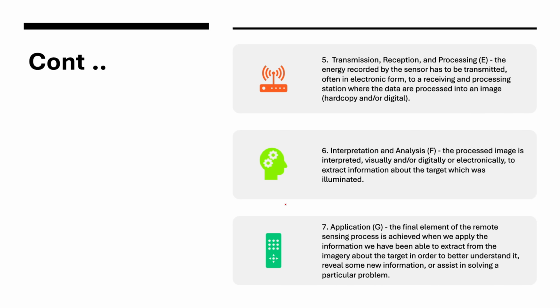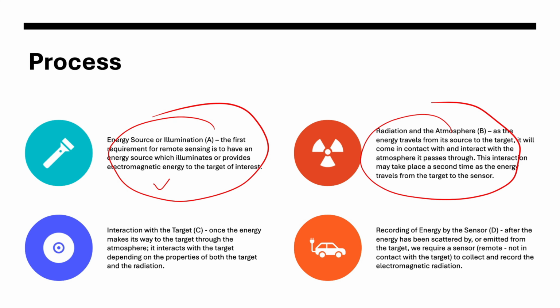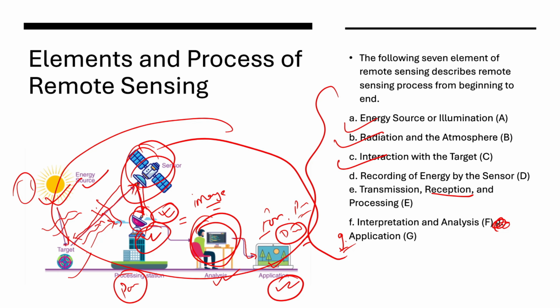We start from the energy source, right? At first, the requirement of remote sensing is to have an energy source which provides electromagnetic energy to the target of interest, and then it will interact with the atmosphere. As the energy travels from the source to the target, it will come in contact with and interact with the atmosphere it passes through. This interaction may take place a second time as the energy travels from the target to the sensor. Likewise, here the radiation interacts with the atmosphere, and also here the radiation interacts with the atmosphere.